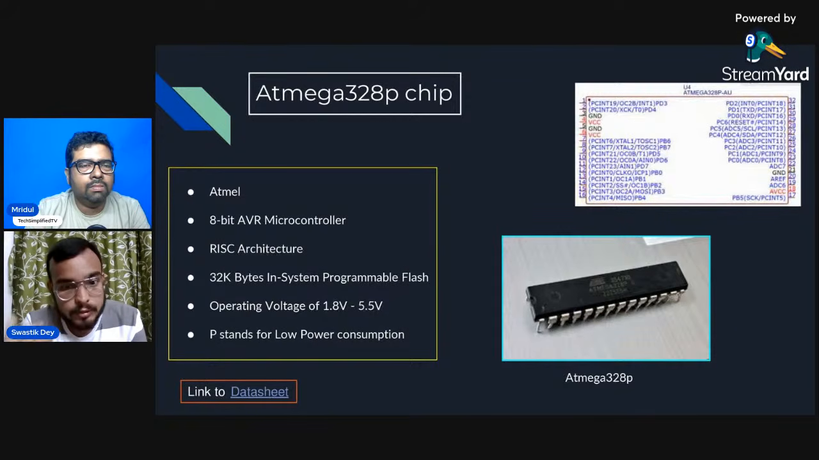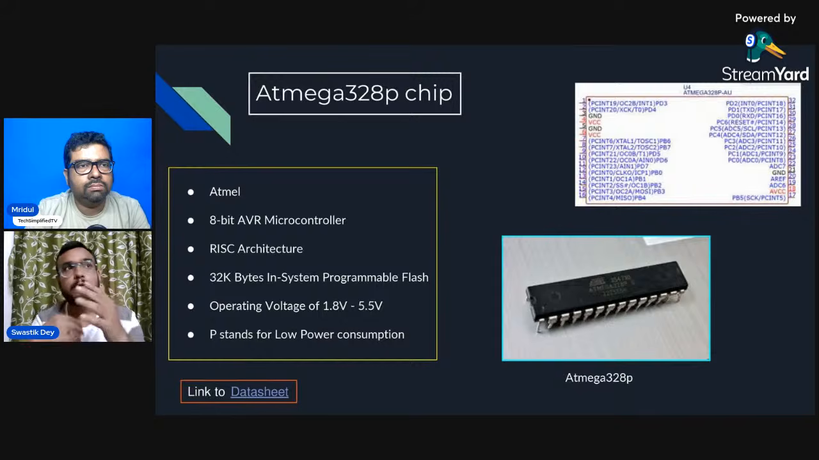This microcontroller works in a voltage range of 1.8 volts to 5.5 volts, and it is usually present in Arduino boards. Since an Arduino operates on 5 volts, this microcontroller is well within its operating voltage range. The P that we see in the Atmega 328P basically stands for low power consumption.